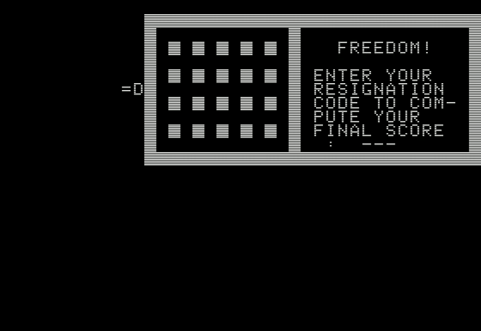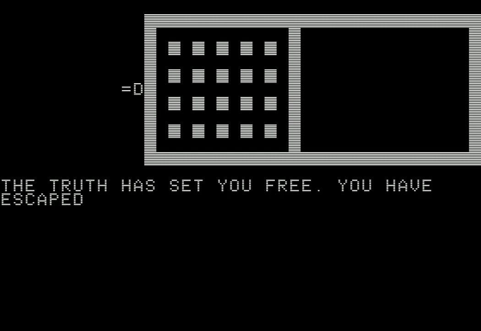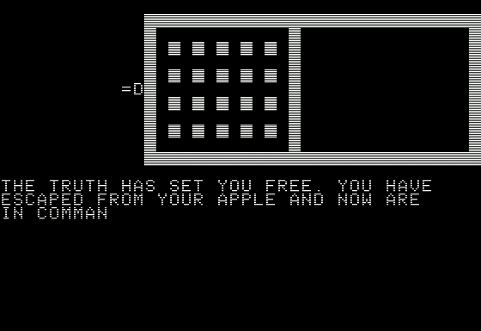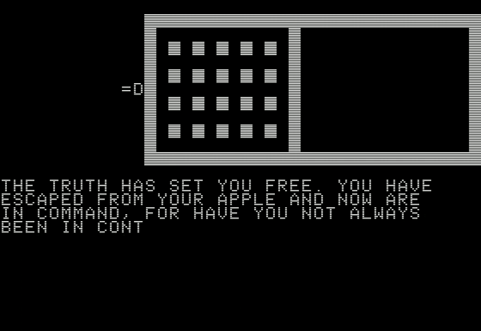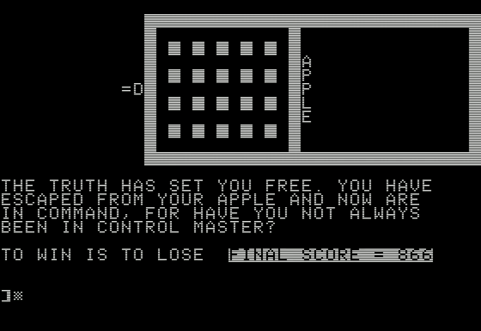Yep, freedom. And now it wants us to enter the resignation code to compute our final score, except, well, we know that our score is known to the game, and we also have been instructed that we are not to tell it to anyone under any circumstances. Oh, the game doesn't take zeros, it wants us to enter the code. No. No. To win is to lose. Yeah, the game kind of points out that this whole ordeal was entirely self-inflicted. You could have always walked away.